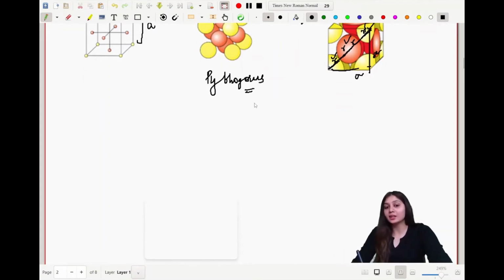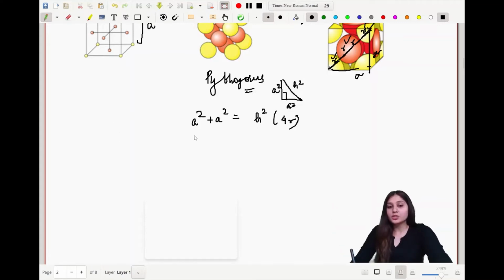This says that whenever we have a right angle triangle, the hypotenuse is the longest side, and the hypotenuse square is equal to the addition of the squares of the two different sides. So we have a square plus a square is equal to the hypotenuse square, which we know is 4r, which you already have discovered. So it's 2a square is equal to the hypotenuse square.